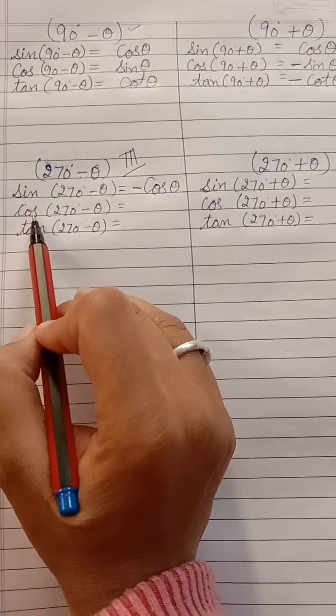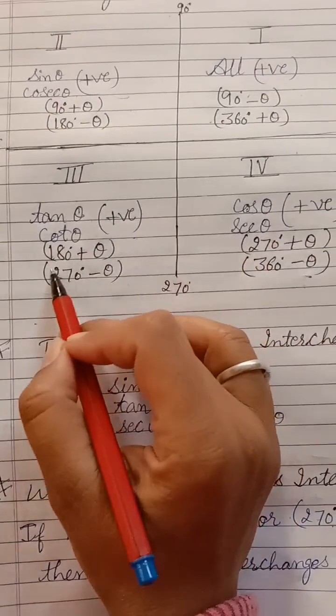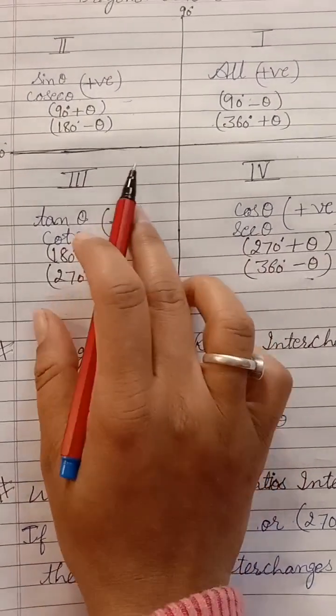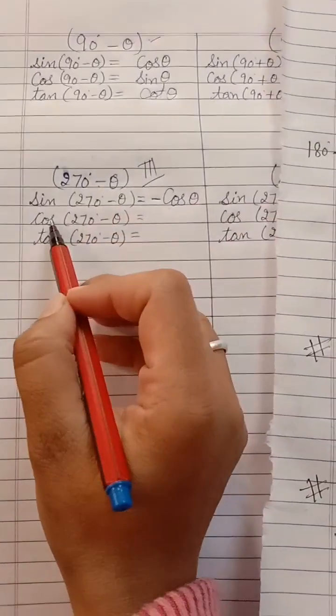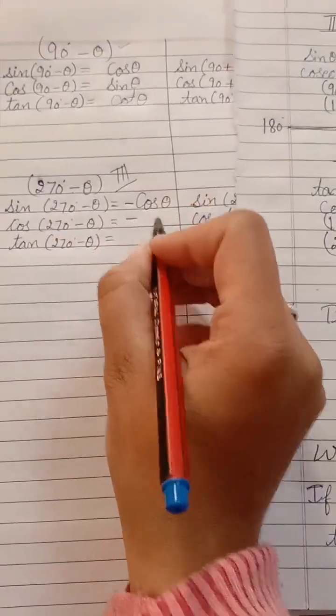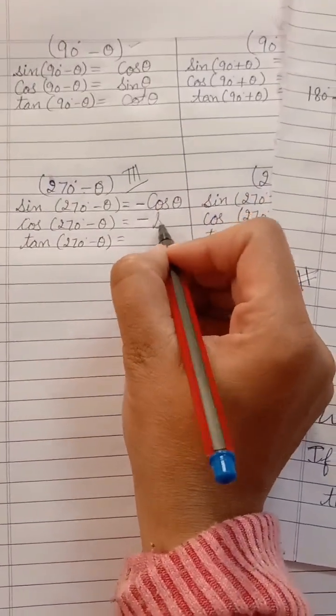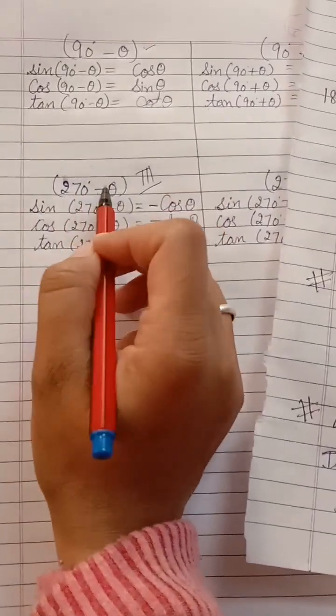Now let us find the value of cos(270 minus theta). Here you can see 270 minus theta is in the third quadrant, and in the third quadrant only tan and cot will be positive, and we are talking about cos theta. It means cos will be negative in the third quadrant, and cos will convert into sin theta. Why? Because we have that type of angle here.